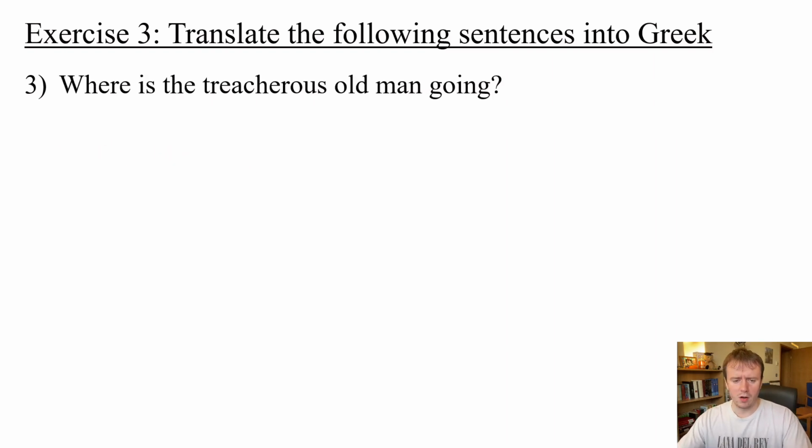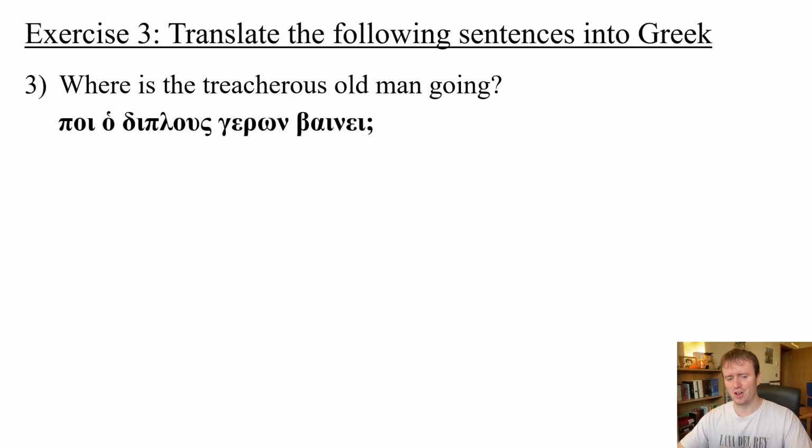Thirdly, we had, where is the treacherous old man going? Here you should have put poi ho diplous geron bainei. You should have said this because poi means where in the sense of where to. Then ho diplous geron means the treacherous old man or the double-minded old man.